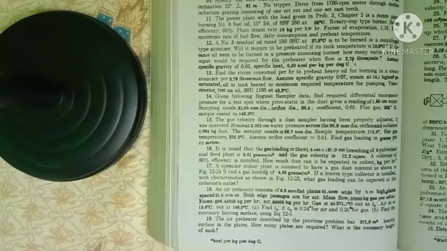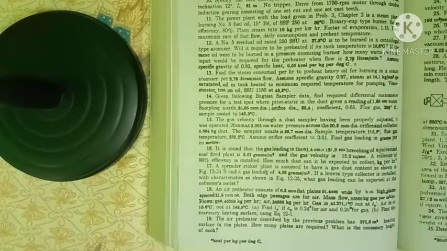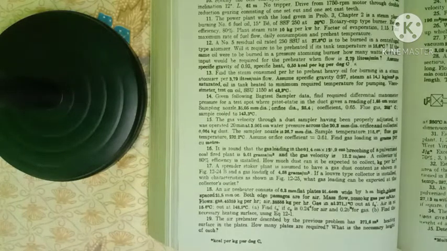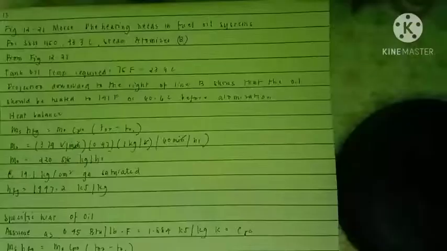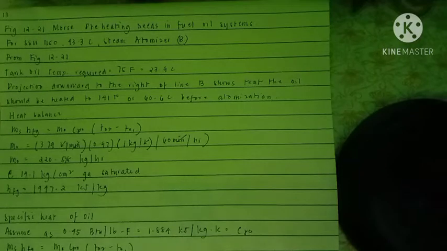Problem number 13. Find the steam consumed per hour to preheat heavy oil for burning in a steam atomizer per 3.79 liters per minute flow. Assume specific gravity of 0.97, steam at 14.1 kilograms per square centimeter, saturated, oil in tank heated to minimum required temperature for pumping, viscosimeter test on oil SSU 1150 at 43.3 degrees Celsius. So let's move on to number 13.